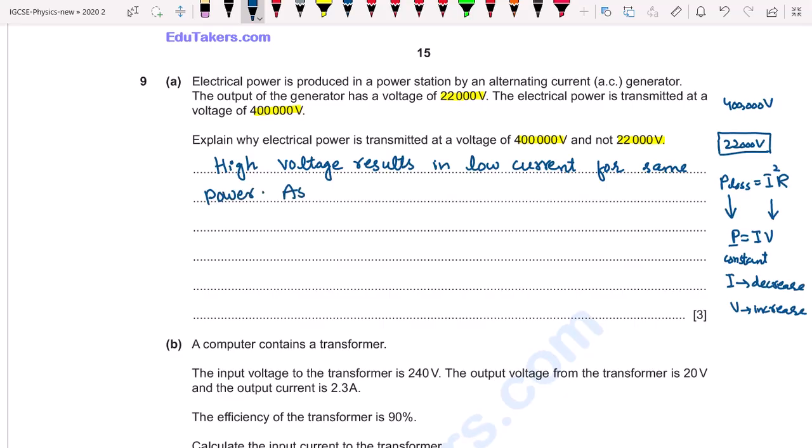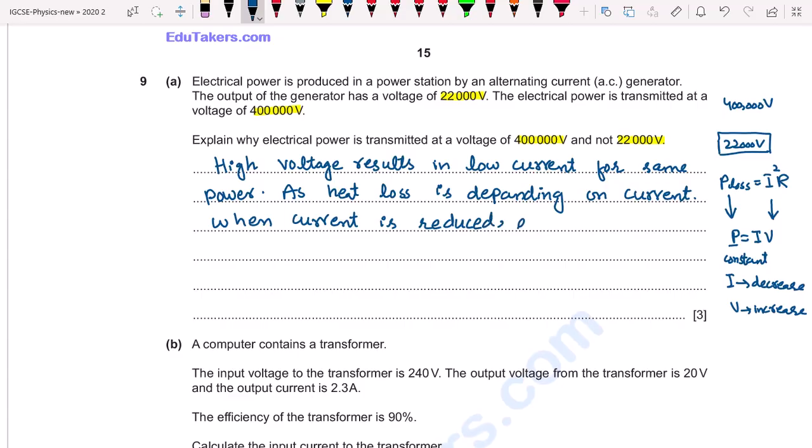as heat loss is depending on current. When current is reduced, energy loss will be less in the transmission line.